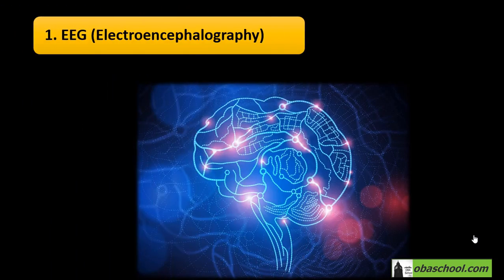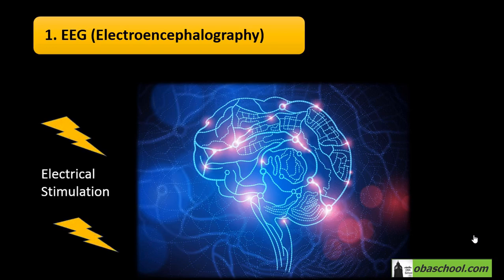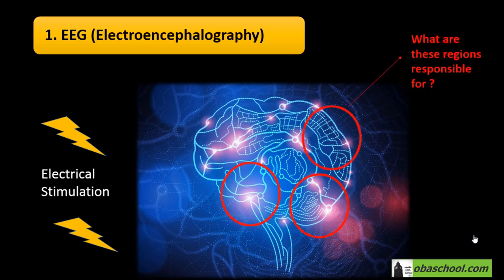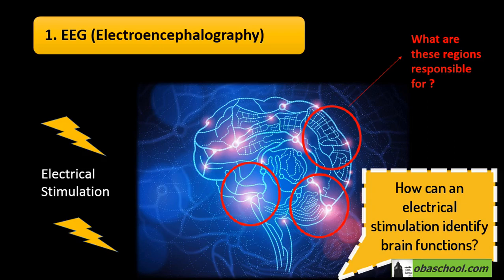So what is the EEG? EEG is shortcut for electroencephalography, which is a brain mapping technique that uses electrical stimulation in order to identify what different regions of the brain do. So, isn't that weird? Think about it, guys. How can an electrical stimulation help investigate or identify what different regions of the brain do?